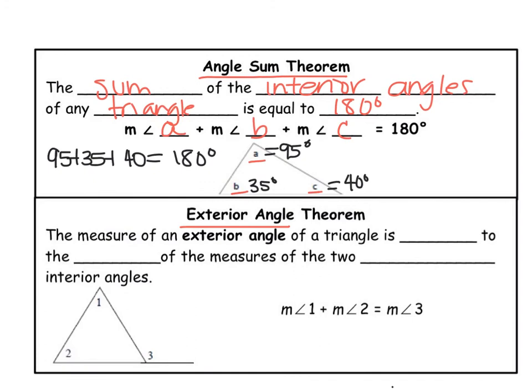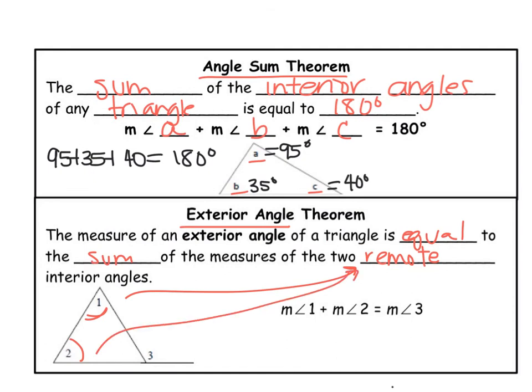So if A, B, C, and D are on the inside of the triangle, we also have angles that are formed on the outside of the triangle. So the measure of an exterior angle of a triangle is always equal to the sum of the measures of the two remote interior angles. So, for example, these two right here are the remote interior angles, and this angle right here is the exterior angle. So what it is saying is that the measurement of this angle is equal to the measurement of these two.